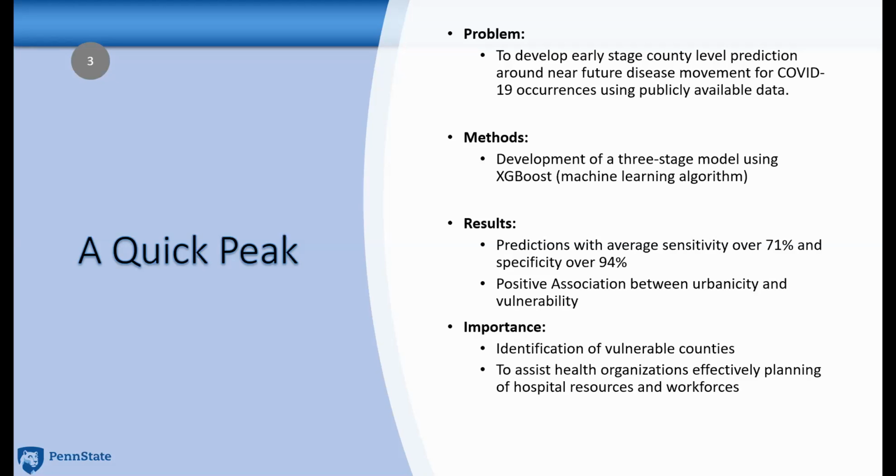And the results that we got showed sensitivity over 71% and specificity over 94%. And it shows for early stage, there is a positive association between urbanicity and vulnerability. And what is the importance of this result? It helps to identify vulnerable counties in near future so that health organization can effectively plan their resources and workforces.